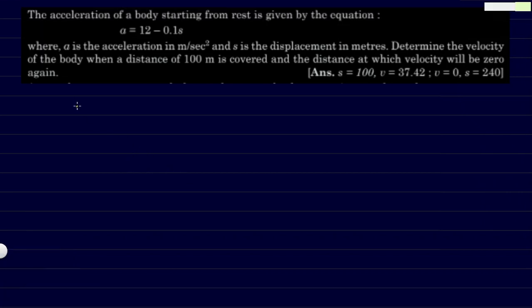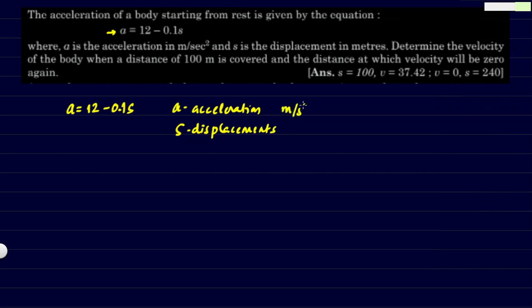Namaste everyone. In this video we are going to solve a problem on kinematics, and the question you can see here: we have been given the relation for acceleration and displacement. This here is an equation where a is the acceleration and s the displacement. Of course the units for acceleration are meter per second square and the displacement is in meters.